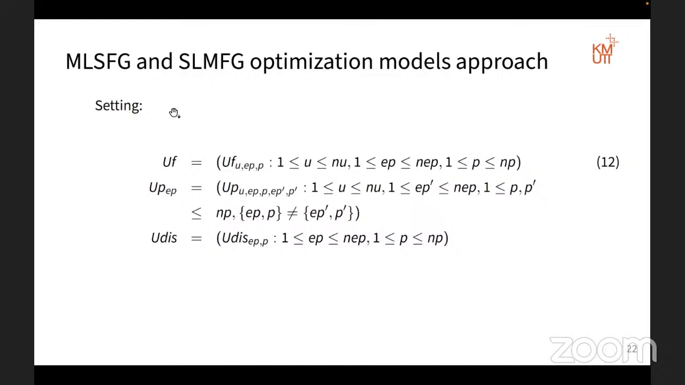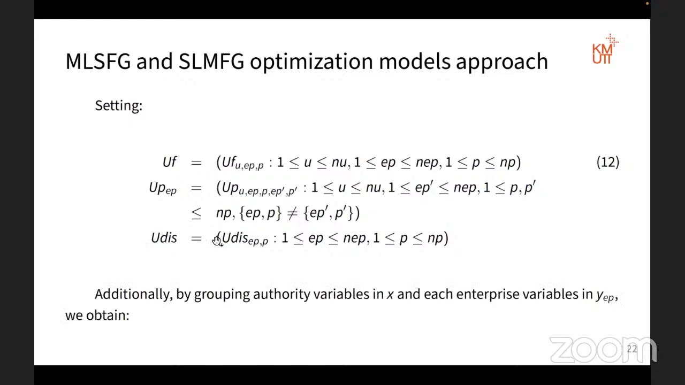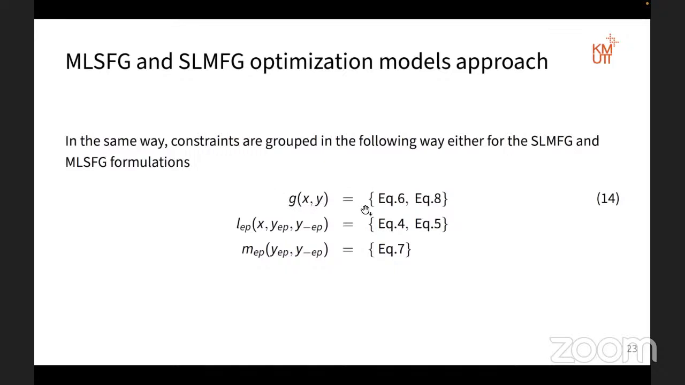Next we want to show you the multi leader single follower game and the single leader multi follower game optimization. First we set UF satisfied by this, and UPEP satisfied by this, and less than or equal to this. Sorry, this here is from here to here. UP is equal to this, and U is equal to this. Next, we set dxy equal to equation 6 and equation 8, and LEP of x, YEP, and y minus EP equal to equation 4 and equation 5.